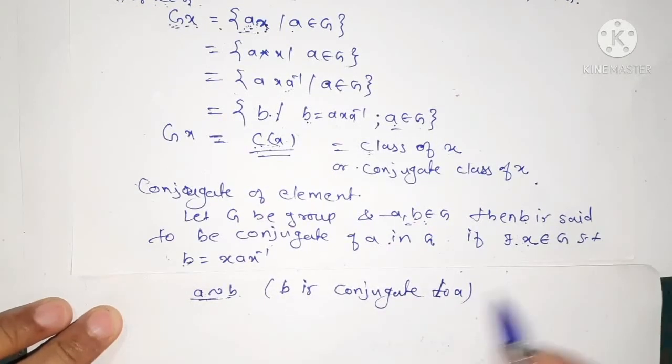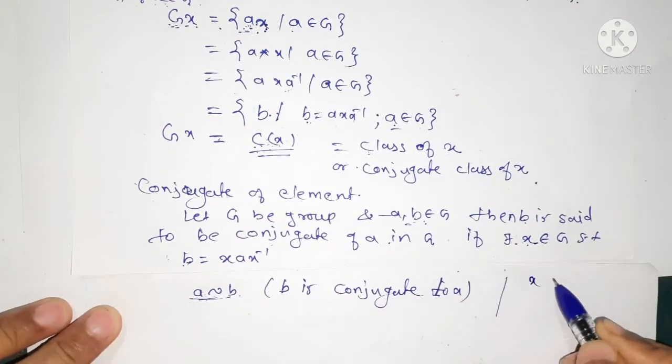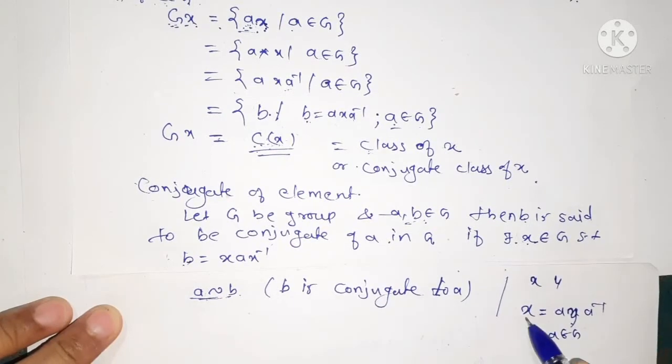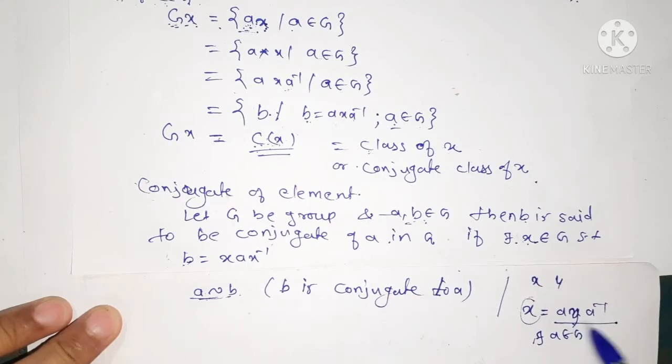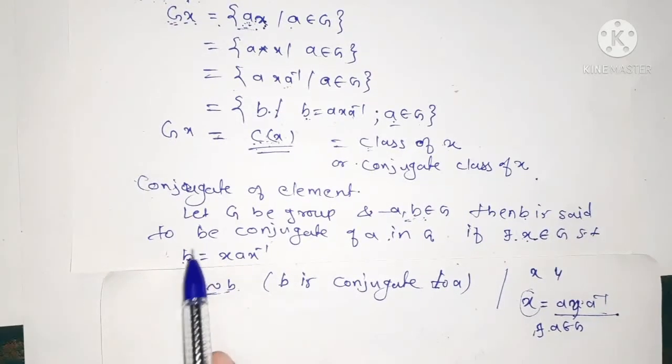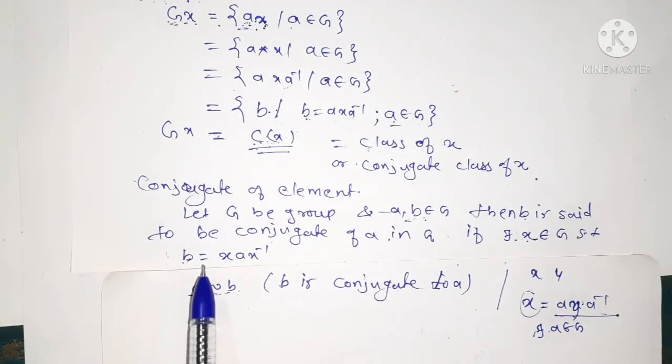So when B is conjugate to A, we write A is equivalent to B. For example, if we write X is conjugate to Y, what does this mean? X is equal to AY A inverse, that is, there exists A belongs to G and we write X in this way. Whenever this is written in this way, we say that X and Y are conjugate elements. Now if we consider the set of all those elements which are conjugate to B, then it forms a class.